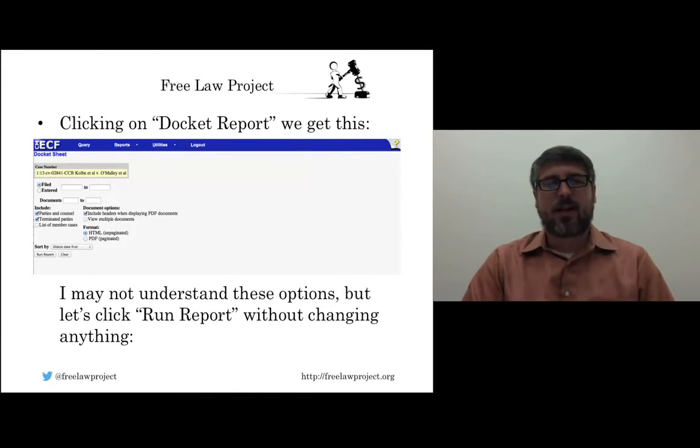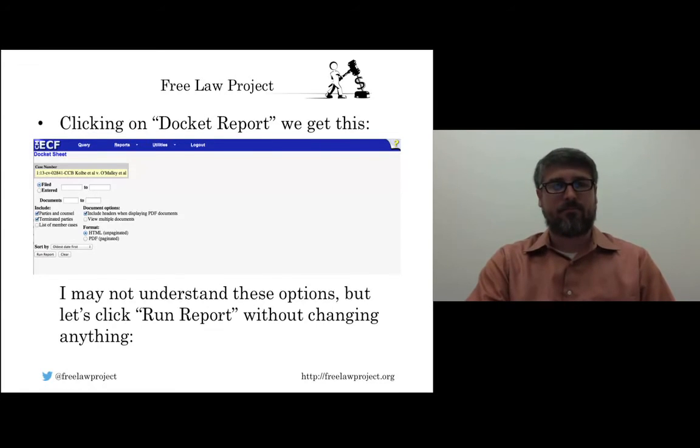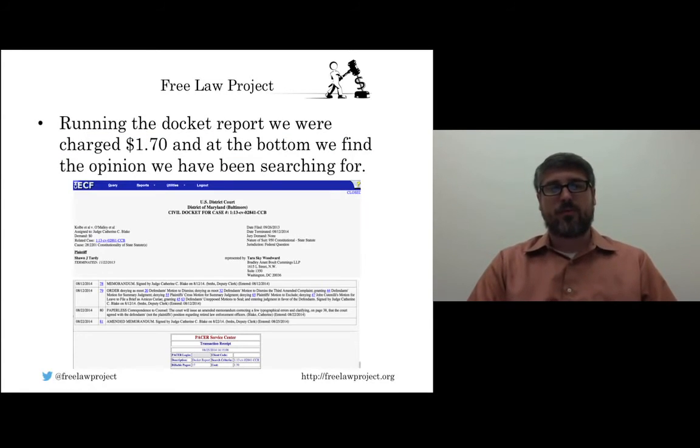If we clicked on docket report, we would get this page. It shows the case number and the case name, some filed and entered date boxes, some document range boxes, some check boxes, and a sorting option. So even if I don't understand all these options, I might click Run Report without changing anything. Let's see what happens if we do that. Running the docket report, we're charged $1.70, again without warning. And at the bottom, you can also find the opinion we've been searching for.